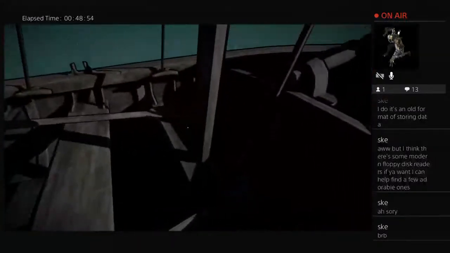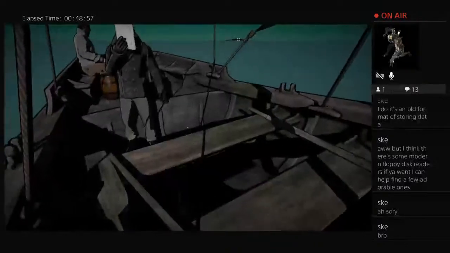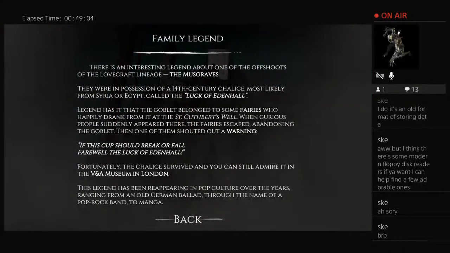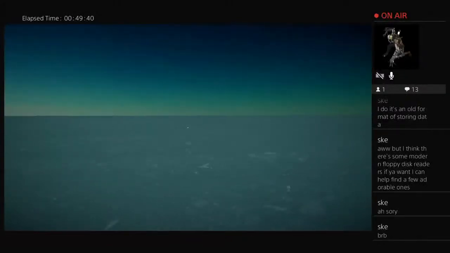Is there any trivia hidden? Oh, there it is. I almost didn't see it. There's an interesting legend about one of the offshoots of Lovecraft, the Musgraves. They were in possession of a 14th century chalice, most likely from Syria or Egypt, called the Luck of Edenhall. Legend has it that the goblet belonged to some fairies who happily drank from it. That's cool. A little random fact. Is there any more hidden out here? No? Okay.